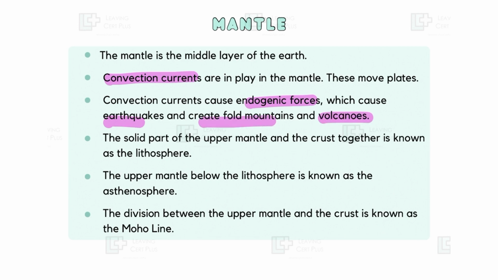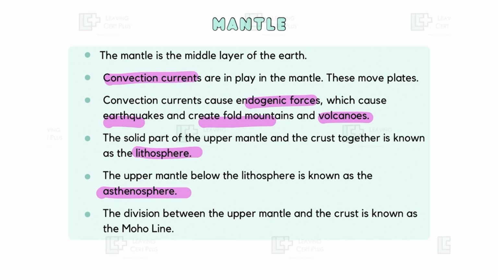So the solid part of the upper mantle and the crust together, so 2 kind of components. Your solid part of the mantle and the crust, this is known as the lithosphere. This is something that can come up as a part of a short question. What is the lithosphere? The lithosphere is the solid part of the upper mantle and the crust. The upper mantle below the lithosphere, where convection currents are in play, is known as the asthenosphere. Now, the next one we're going to look at, the division between the upper mantle and the crust, is like a line.